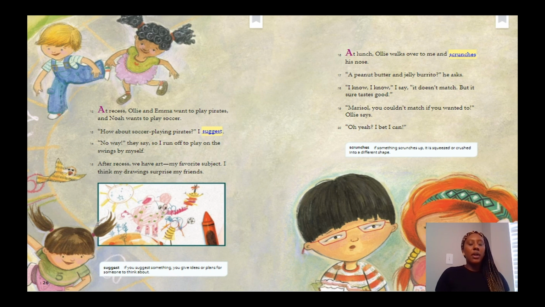After recess, we have art, my favorite subject. I think my drawings surprise my friends. At lunch, Ollie walks over to me and scrunches his nose. A peanut butter and jelly burrito? He asks. I know, I say. It doesn't match, but it sure tastes good. Marisol, you couldn't match if you wanted to, Ollie says. Oh, yeah, I bet I can.